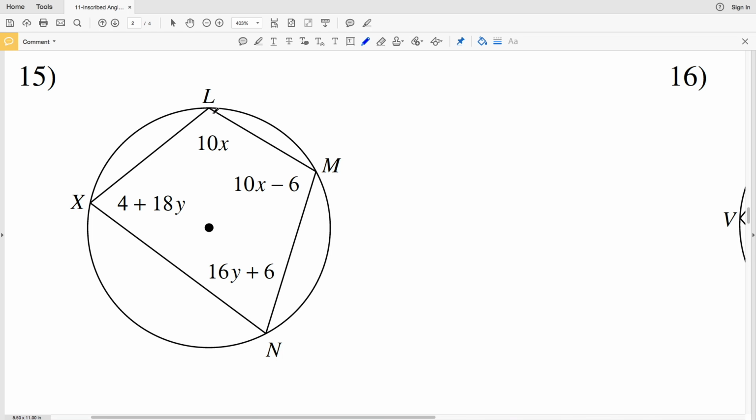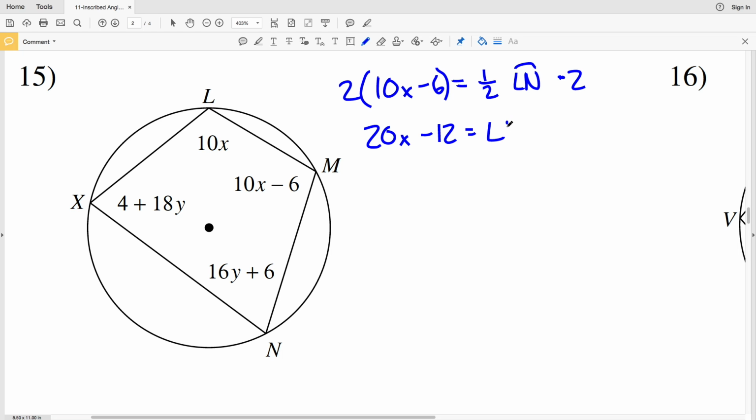So here we go with number 15. LMN is an inscribed angle where the intercepted arc is LN. So that means that 10x minus 6 is equal to 1/2 of the arc measure LN. So multiplying by 2, I'll get that 20x minus 12 equals LN. So now that I have LN, or LXN, let me specify that more clearly, LXN. If I add that arc to arc LMN, I will get 360 degrees.